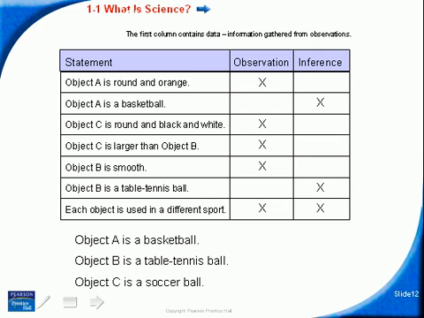Well, we've seen table tennis balls before. We know that they're small. And we can make an inference that this is a table tennis ball because it's smooth and it's smaller than object C. And each object is used in a different sport. Well, we could see where they're being used. And we can also infer, because they look different and we made different observations about them, that they would be used in different sports.